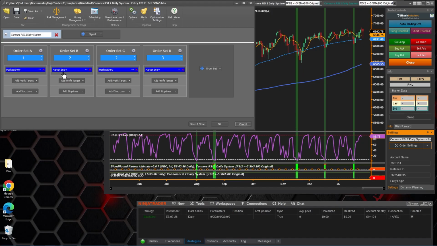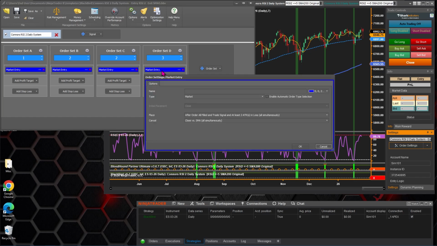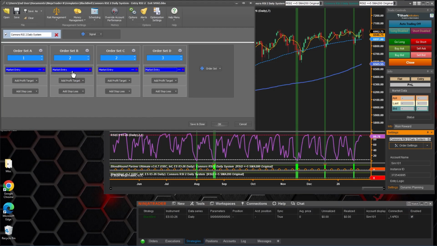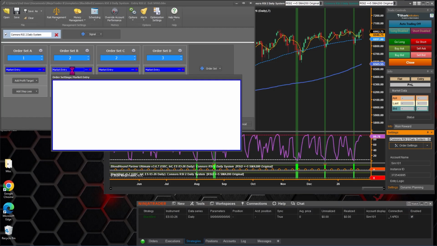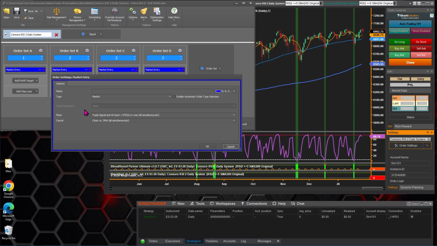But sometimes it'll keep coming down, and so we added these extra order sets to scale in, to cost average in as the market is going down. Each of these market entries has a placement option here that controls how they scale in. So let's take a look at the first scale in order here. This would be order set B.